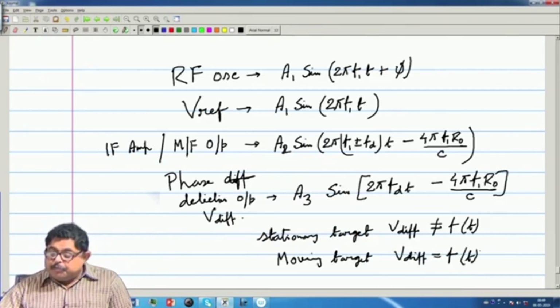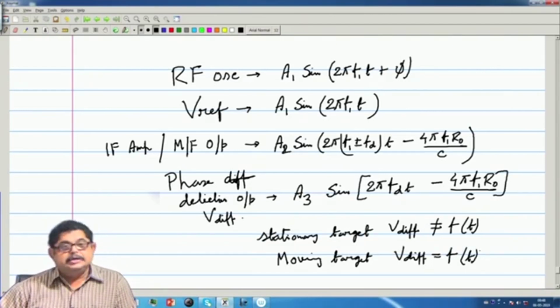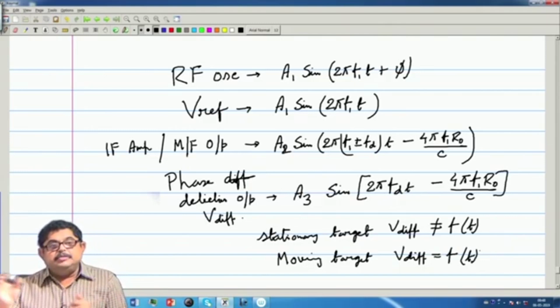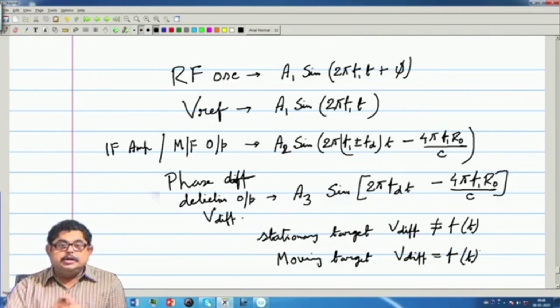Now, what the MTI filter does, so that we can separate the clutter, that we will discuss in the next class. We will see various MTI filter designs, because that is new that you do not know. So, that we will see in the next class.